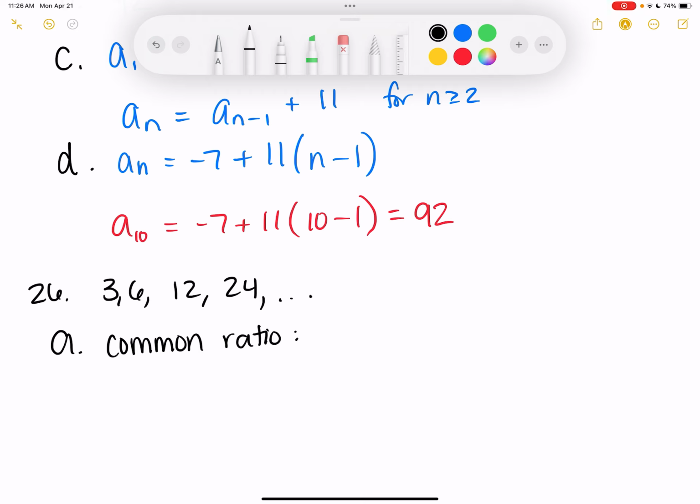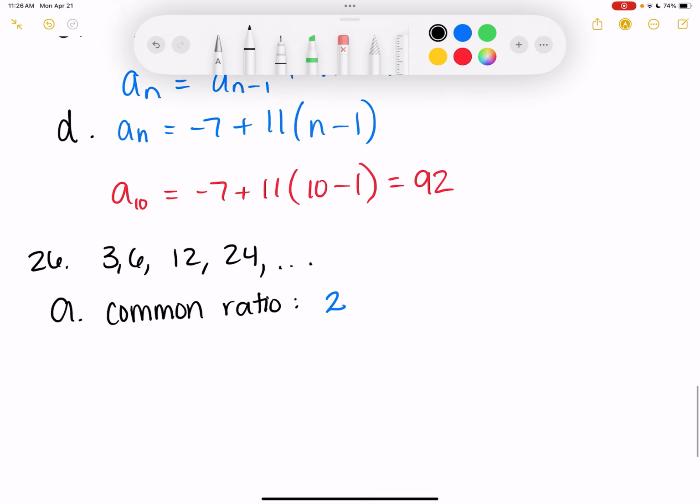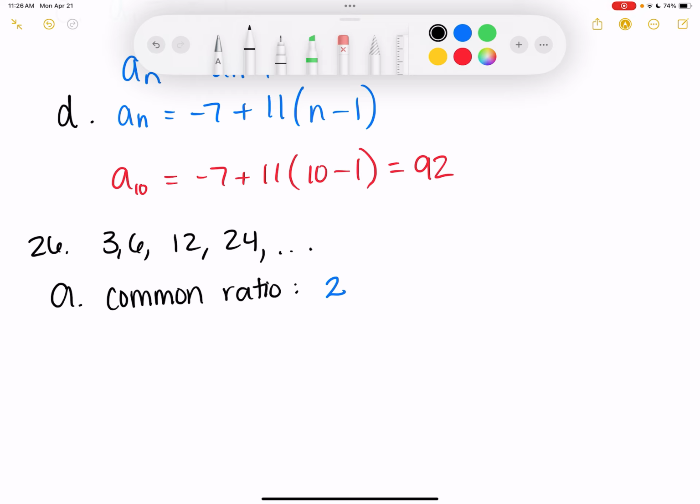So what do I need to multiply by? Because we know this is geometric, to get from 3 to 6, 6 to 12, 12 to 24: times 2. Yep, multiply by 2. So the common ratio is 2. Now, this time they just want to know the 8th term. I can do this by just continually multiplying by 2 if I want to. I'll do that for this one, and then for the next one we'll use the formula to find it.